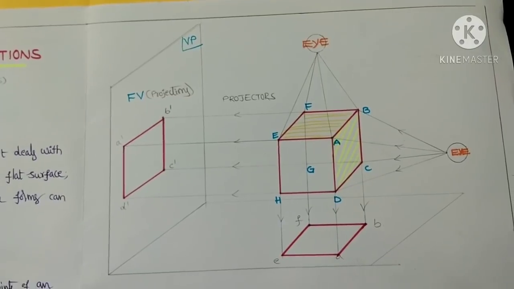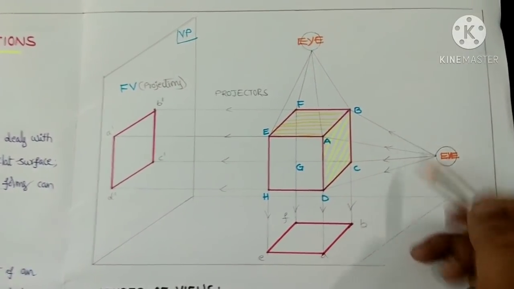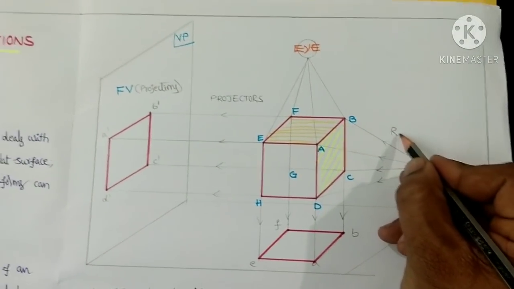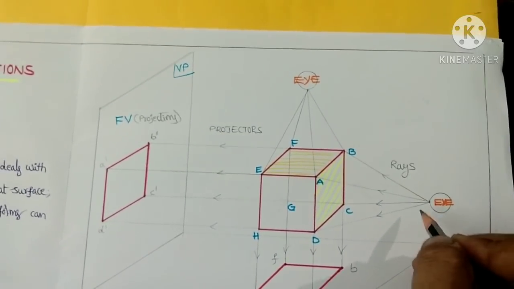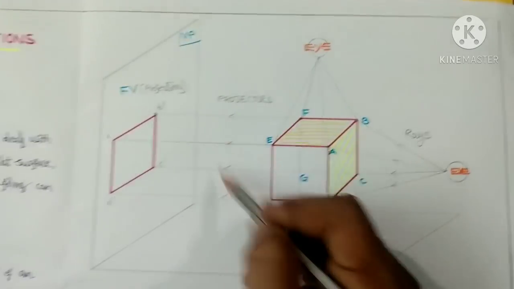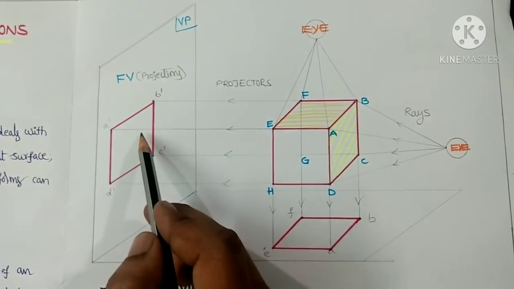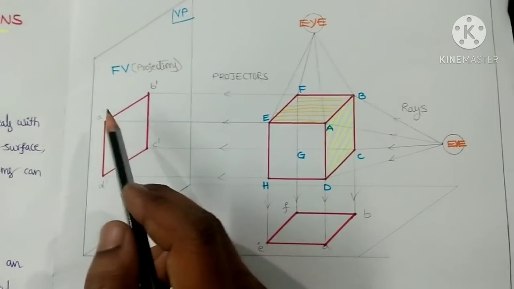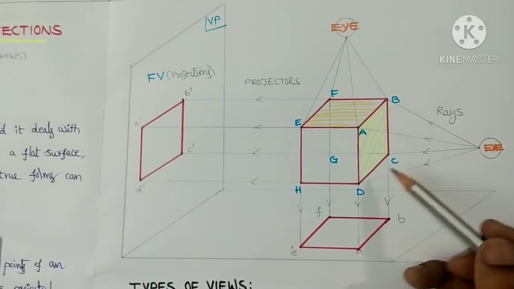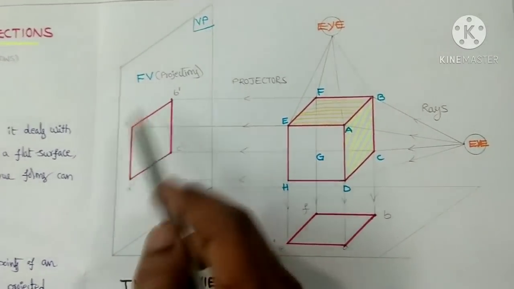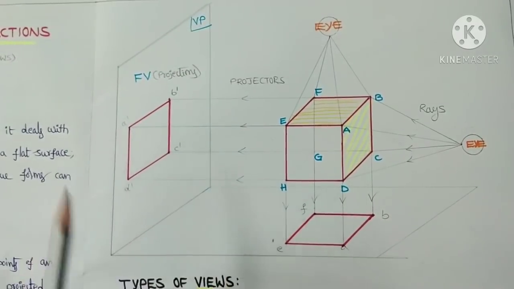And let me tell you once again, these lines are called rays from the eye of the observer, and these lines are called projectors. And this final diagram is called projection, and we are constructing the front direction projection, that is why this diagram is called front view.